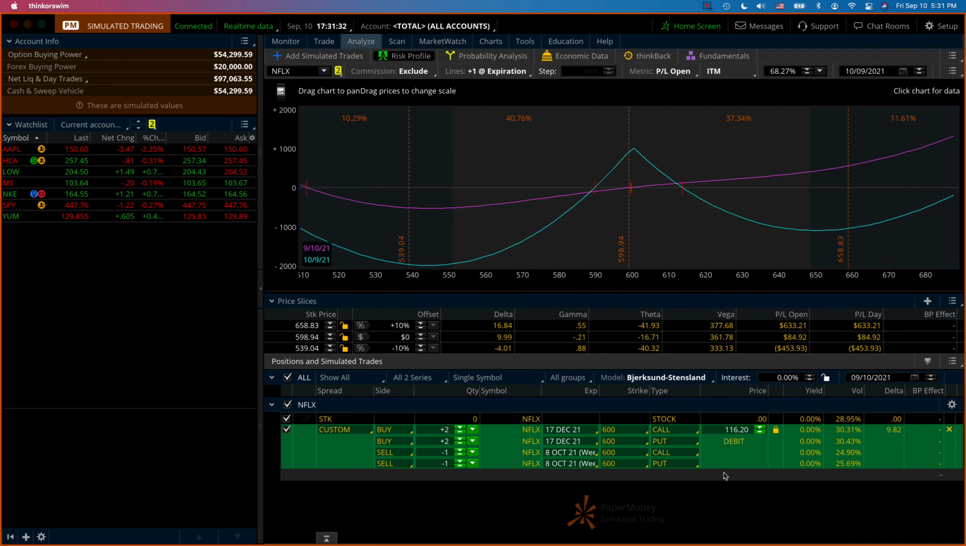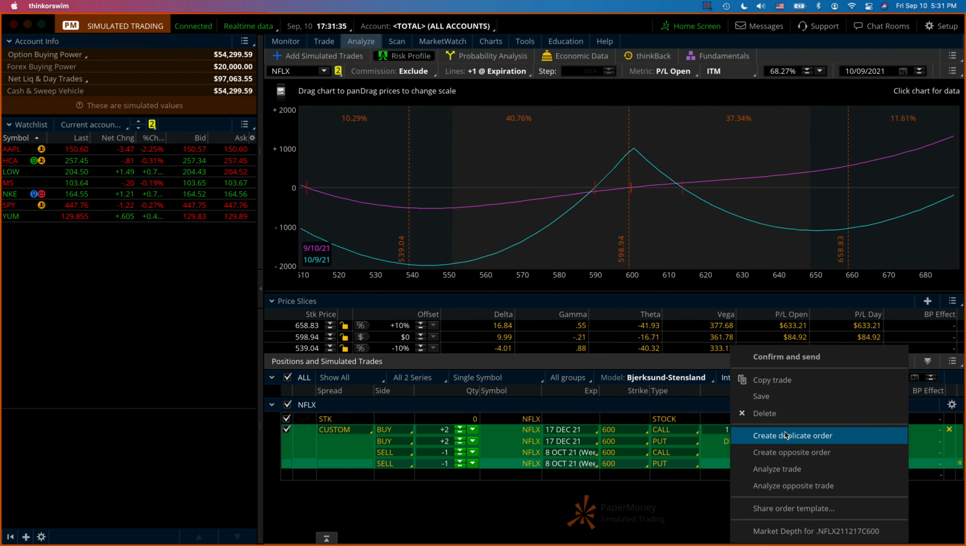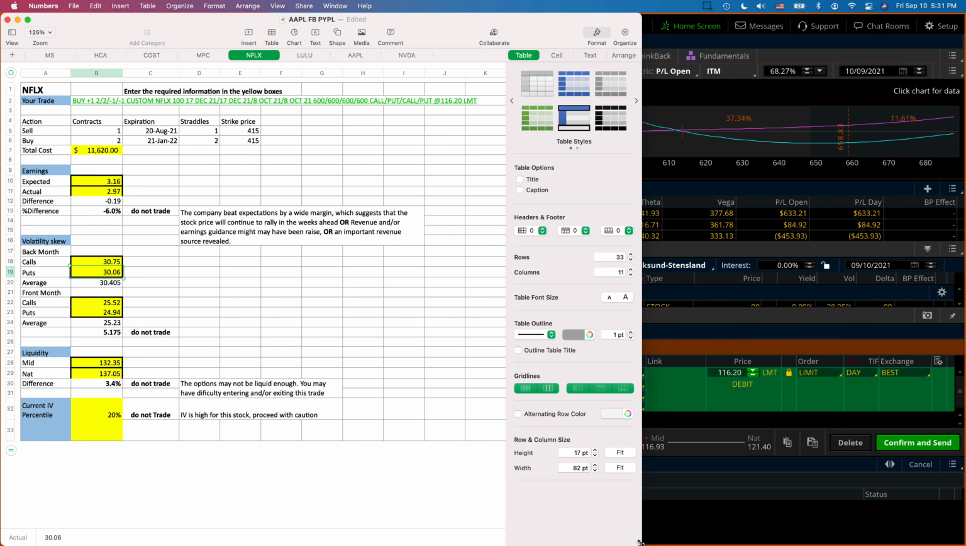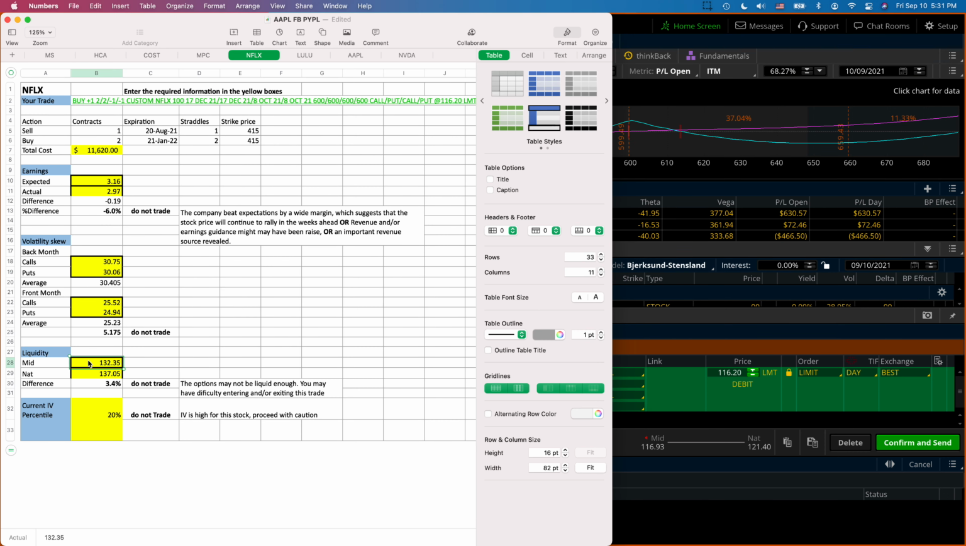Liquidity, okay, we know already it's too expensive for us, but the liquidity comes from the mid minus natural. So the mid is 116.93 and the natural is 121.4, a difference of 3.7. I'm looking for a maximum of 3%, so there is a little issue there.